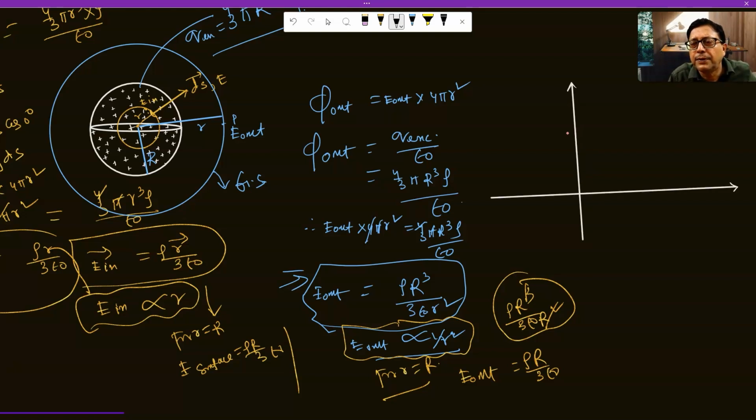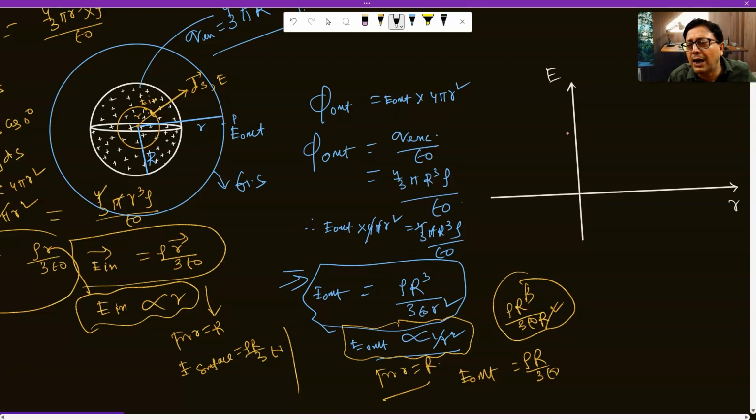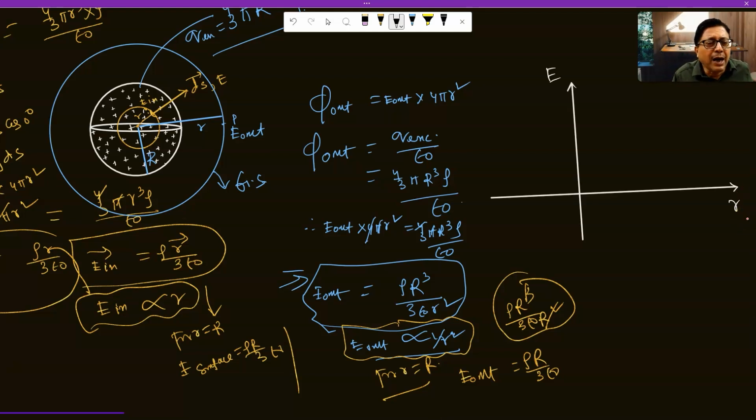Now the graph of E versus R: till R it increases linearly. So plot the graph accordingly. Till distance R it increases linearly. At R it has maximum value. What is it? At R its value is Emax.